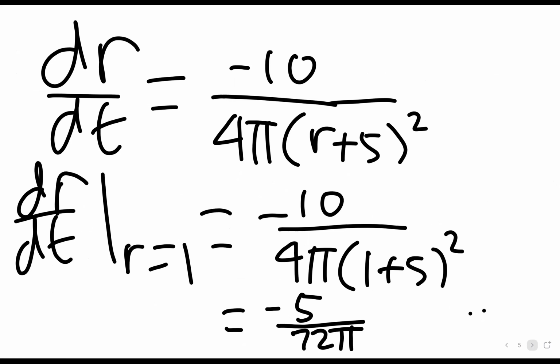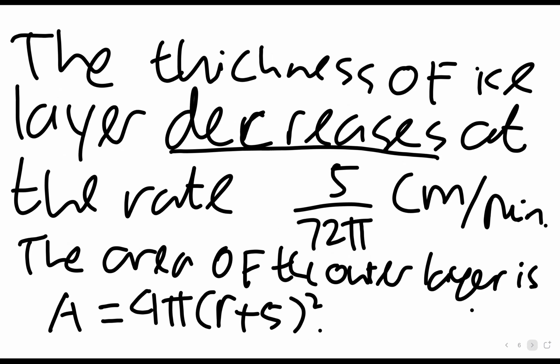And then the question is to ask how fast the thickness of the ice layer decreases when R equals 1. Okay, just substitute R equals 1 there. Then we can simplify it to the result, which is minus 5 over 72 pi. And for the second question, first do not forget to write the conclusion in words.